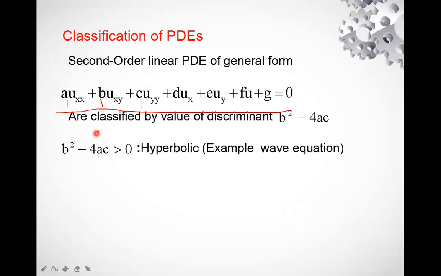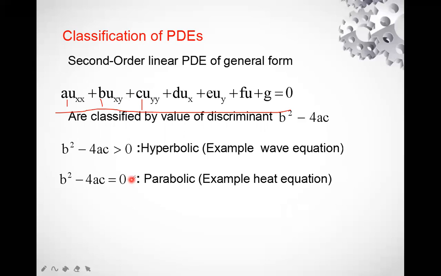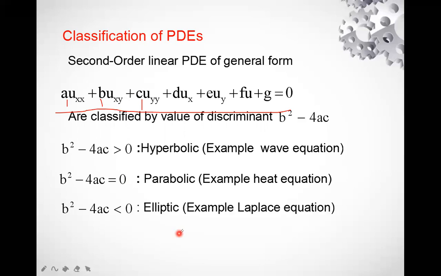An example of this is the wave equation. If b square minus 4ac is equal to 0, it is parabolic. An example of this is the heat equation. And if b square minus 4ac is less than 0, it is elliptic. An example is the Laplace equation. So based on a, b, c: if b square minus 4ac is greater than 0, it is hyperbolic; equal to 0, parabolic; less than 0, elliptic.